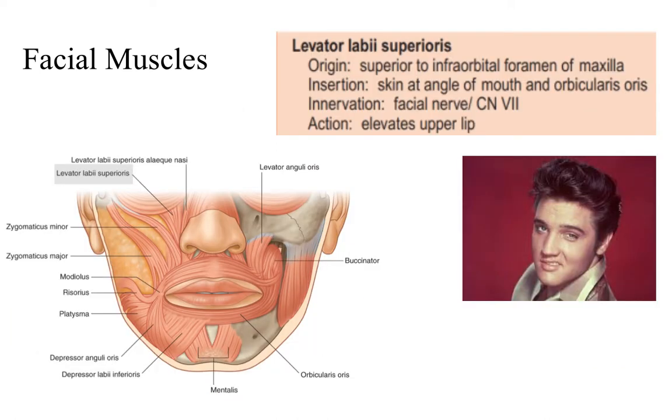The next muscle is the Levator Labii Superioris, and that is this muscle right here at the inferior border of the Orbicularis Oculi and at the superior border of the Orbicularis Oris. Again, facial nerve, cranial nerve 7. Its job is to elevate the upper lip, and when you elevate the upper lip, this is the kind of motion it makes. Elvis was known for his kind of snarl, so he obviously had a very healthy Levator Labii Superioris muscle.